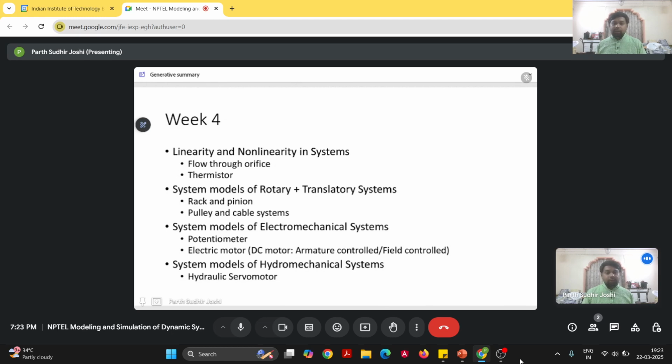It can also be the other way, where the rack is actuated and the pinion rotates, but generally the pinion is rotating and the rack is moving. This mechanism is used in the steering systems of passenger cars, and is commonly used in many other industrial applications also. Then we also discuss pulley and cable systems, where pulleys are rotating elements and the cables are passed over the pulley. By rotating the pulley, the objects suspended by the cables can move up and down as required.